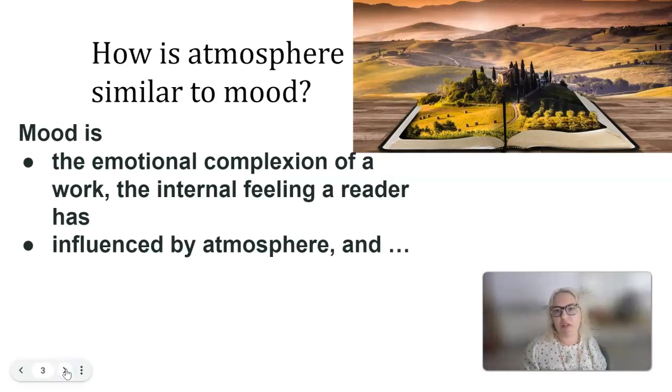So it's influenced by the characters and what they say and what they do, and how the sequence of the events is created, the structure. All of these different things affect the mood. Everything does. Whereas atmosphere is more specific just to setting and environment.